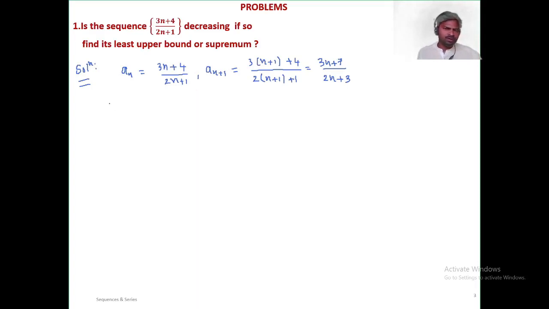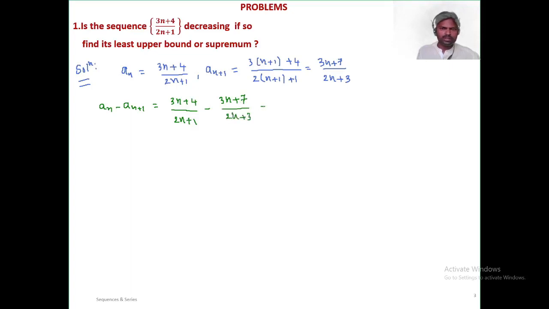Now let us find this difference, an minus an plus 1, that means subtracting an plus 1 from an. I want to investigate the sign of an minus an plus 1. If an minus an plus 1 is more than or equal to 0, then an is more than or equal to an plus 1, therefore it is a decreasing sequence. If it is less than 0, it is an increasing sequence. So 3n plus 4 upon 2n plus 1, minus an plus 1, which is 3n plus 7 upon 2n plus 3.